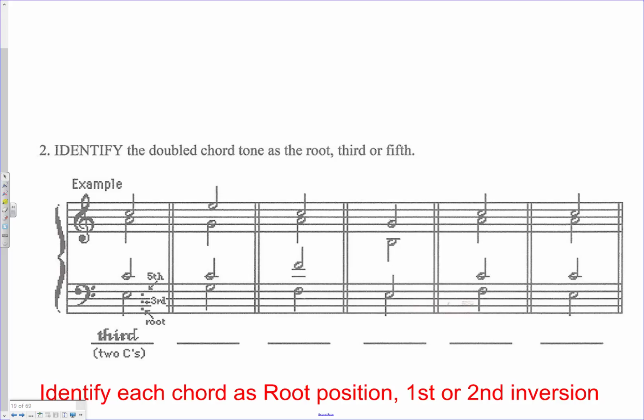Now we need to do 2 things here. We have to identify the doubled chord tone as the root, third, or fifth for each measure, and also identify each chord as root position, first or second inversion. And I will use abbreviated figured bass for that. So, how fast can you identify all these notes? The quicker you can do this, the better off you'll be. Rearrange them in order to spell the triad.